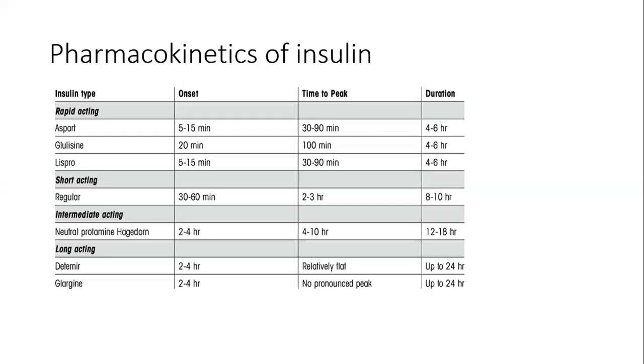The NPH, that is the neutral protamine Hagedorn, that's what NPH stands for, is our intermediate-acting insulin. This one peaks in about 10 hours and lasts for most patients about 12, but sometimes it may work up to 18 hours. And the longer-acting insulins have an onset of about 2 to 4 hours, are relatively flat with no peak, and they work up to 24 hours.